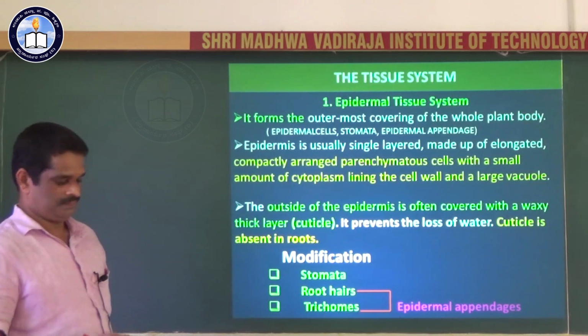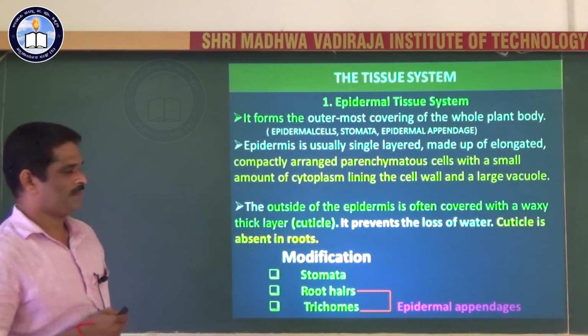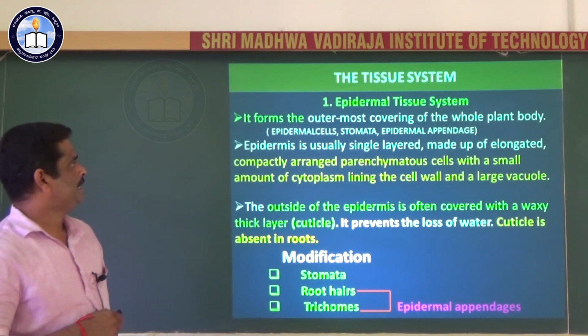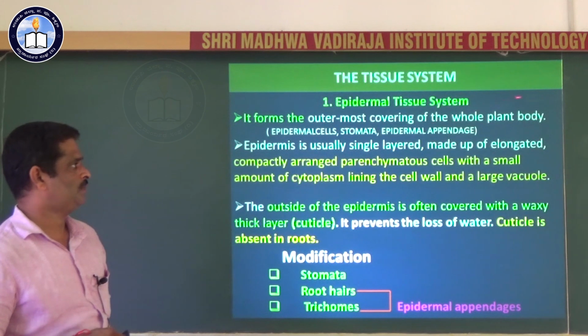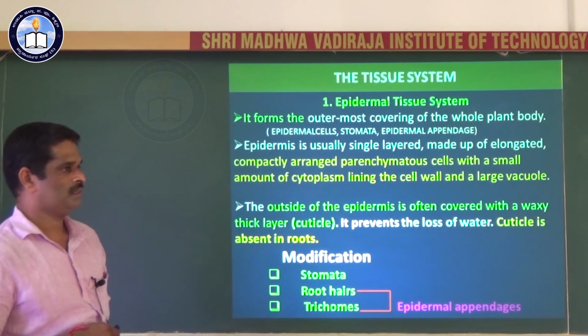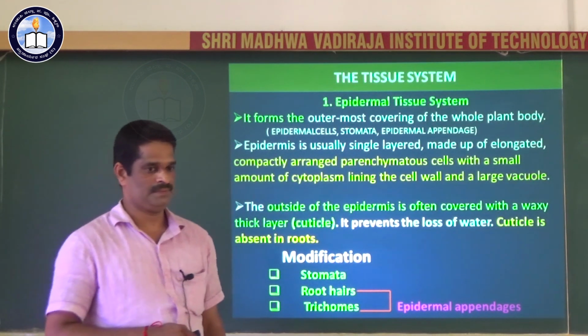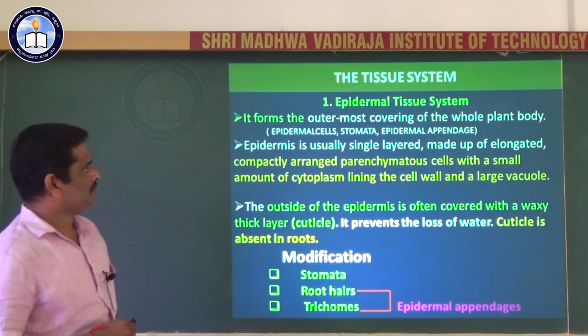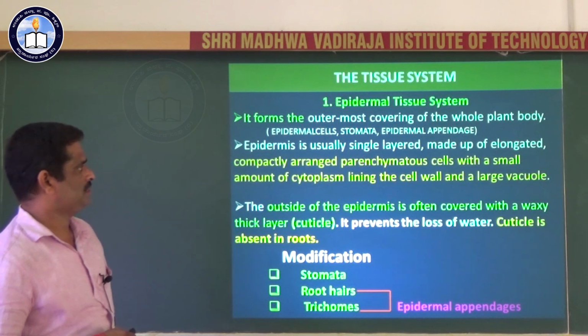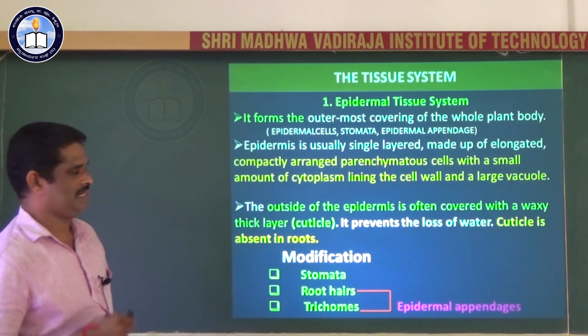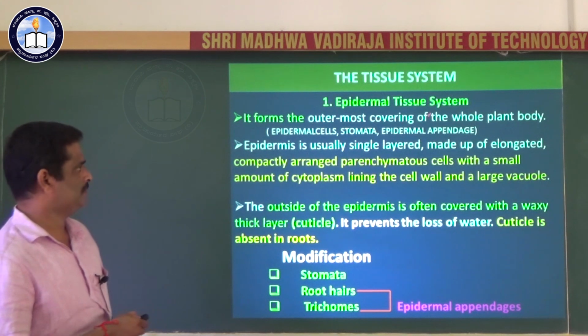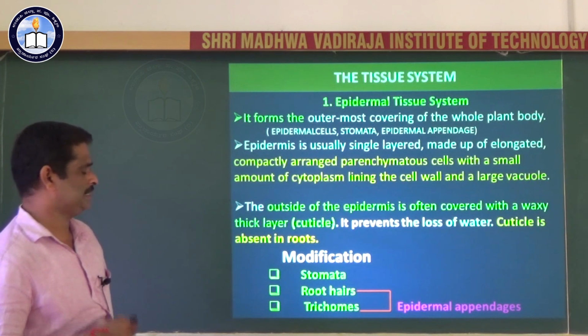Epidermal tissue system. Let us see the detailed aspects of the epidermal tissue system. It forms the outermost covering of the whole plant body. A tissue system which forms the outermost covering of the whole plant body is called the epidermal tissue system. It consists of epidermal cells, the stomata and epidermal appendages. Epidermal appendages are of two types, that is the root hairs and the trichomes.